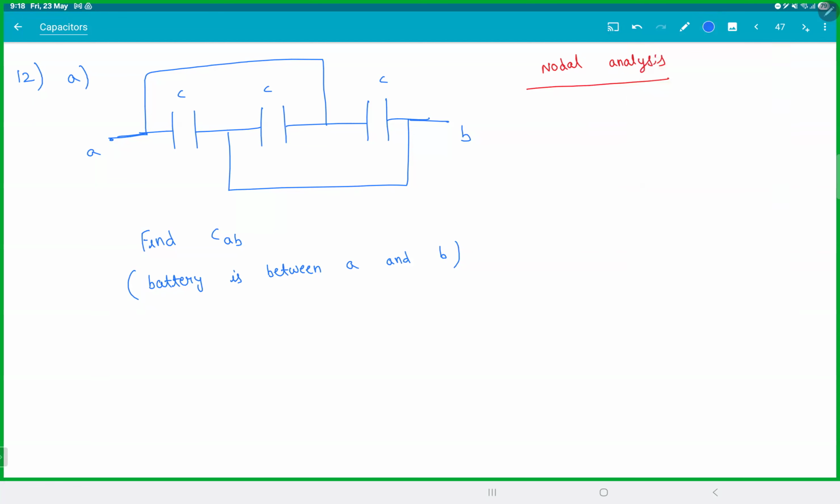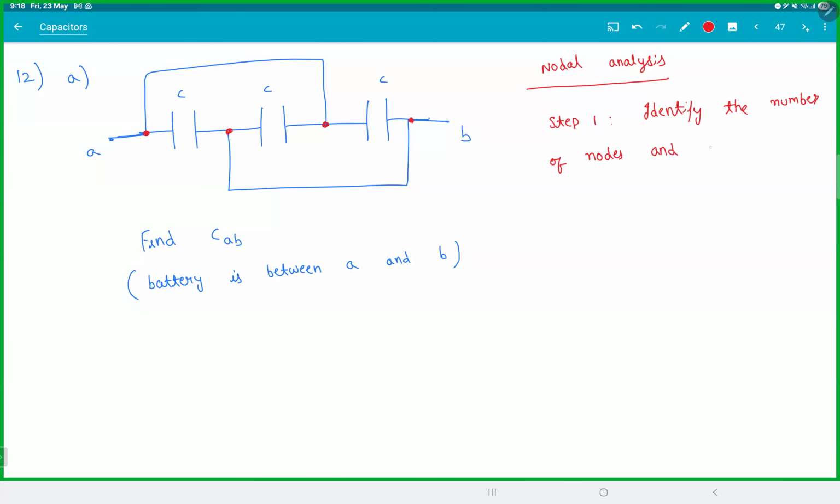So step one, identify how many nodes are there. Listen carefully. I'll show you one method, and then I'll ask you more of something of this sort. It's not tough. It is an easy one, but listen carefully. Identify the number of nodes. So this is 1, 2, 3, 4. There are 4 nodes, 4 junctions basically.